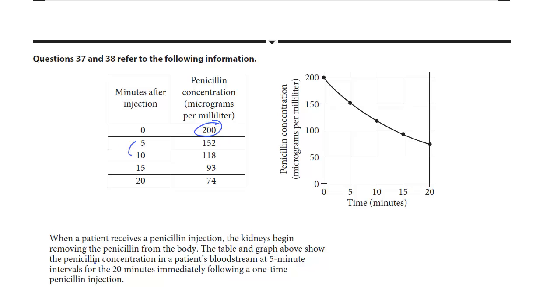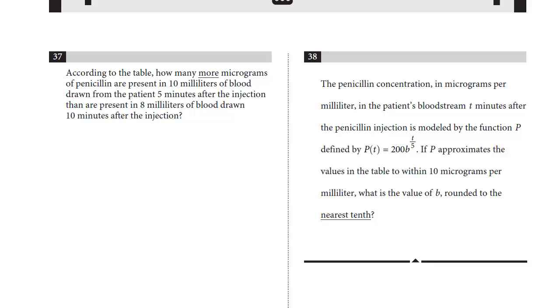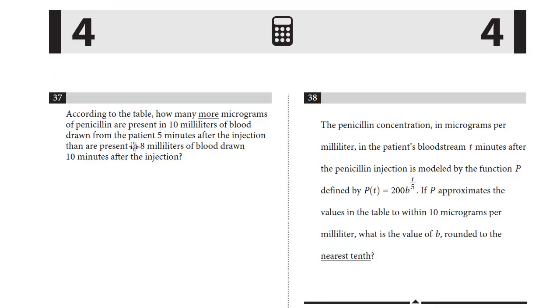All right, so on the next page, we're going to take a look at the questions, and then we'll return back to the graph. According to the table, how many more micrograms of penicillin are present in 10 milliliters of blood drawn from the patient 5 minutes after the injection than are present in 8 milliliters of blood drawn 10 minutes? So we're comparing 5 and 10, but notice we're comparing 10 milliliters of blood, that's at 5, and 8 milliliters at 10. So I'm going to scroll back up. We've got 10 and 8 at 5 and 10.